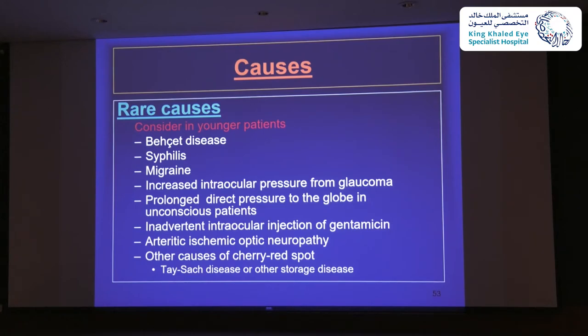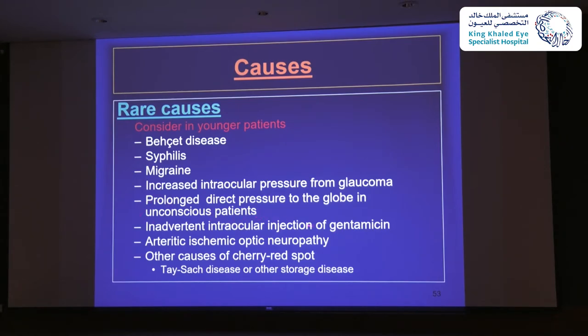In rare cases to consider in young patients include Behcet, syphilis, migraine. Migraine is sometimes ignored. There are a lot of young patients who come with amaurosis fugax, and we miss getting the history of migraine. And this is mostly a diagnosis of exclusion. You cannot come from the beginning and say this is migraine related. Usually we have to do our full investigation and then we say this is migraine related.